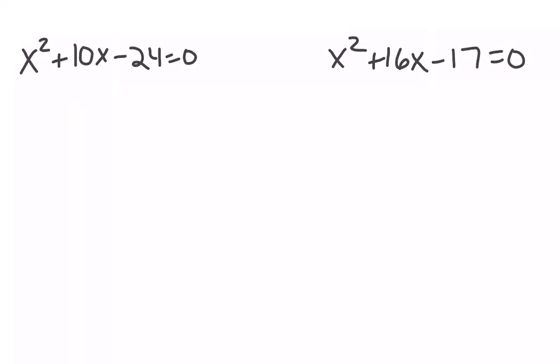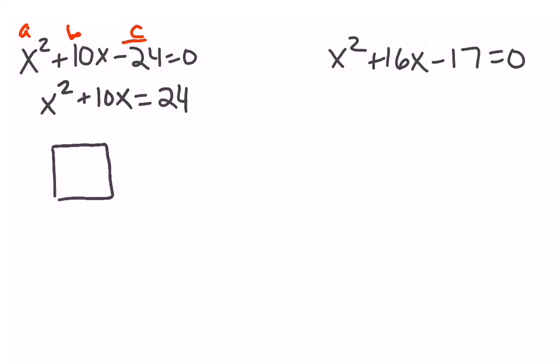To do that, when I'm completing the square, one way you can remember this is A, B, C, and we're completing the square. So I want my equation to be equal to C. This is different than when I was solving by factoring. So I'm going to move that negative 24 over and make it a positive 24. Now I really want the left side to become a square. We're going to draw a literal square.